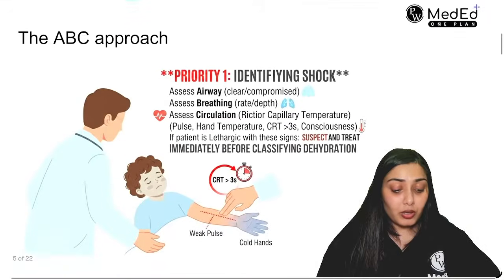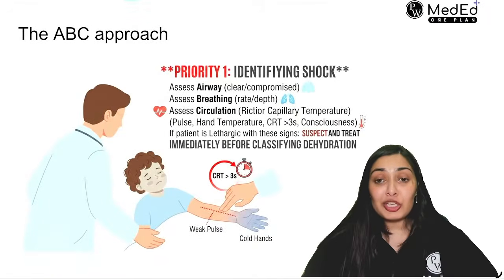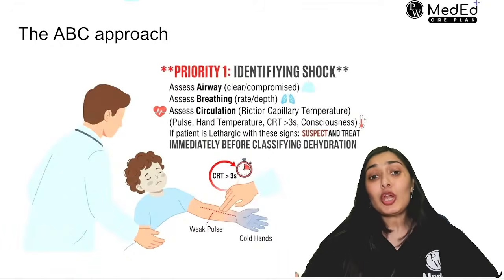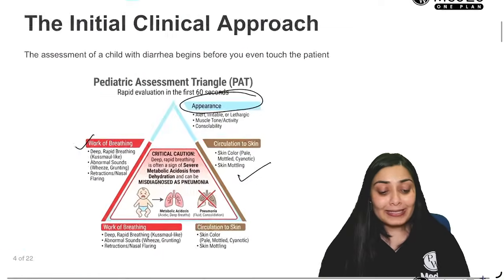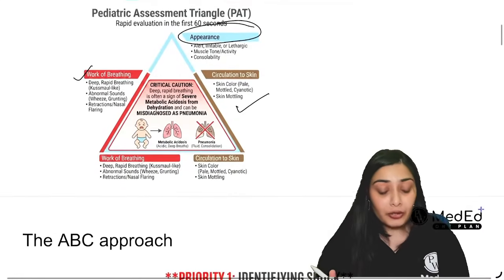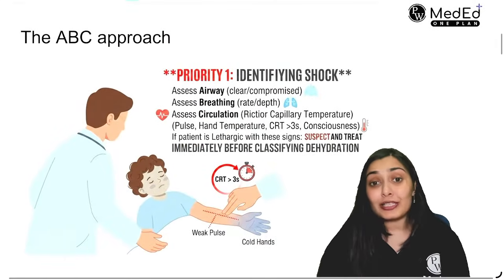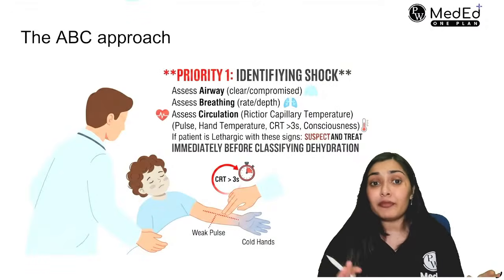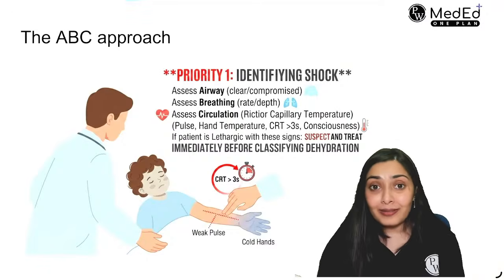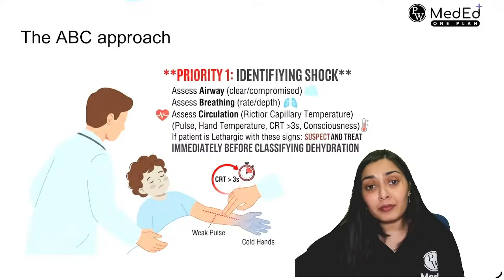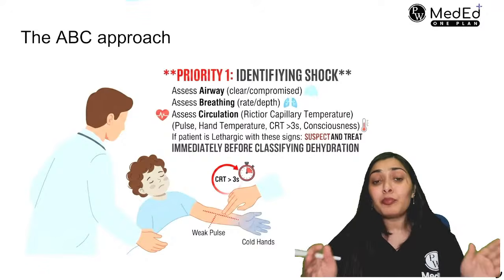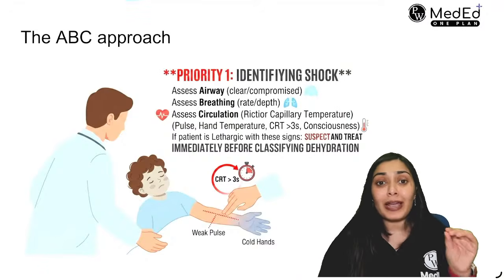Okay, so now after this initial assessment, let's start with the ABC approach, right? Airway, breathing, circulation. So the number one priority for you in this scenario, when you are working in this emergency, would be to prioritize shock, right? If there is any shock-like situation, you have to immediately curb that, right? We need to pick up any life threatening scenario and manage that then and there. Thereafter, we can go ahead in assessment of diarrhea, evaluation, dehydration assessment, correction. But the number one priority in this case should be identifying shock.